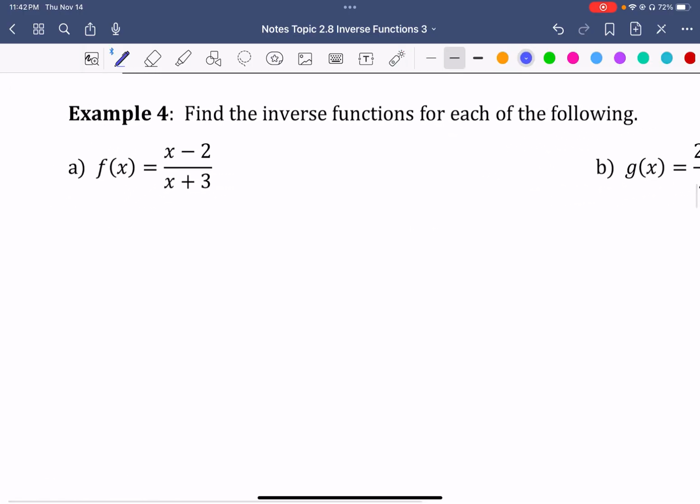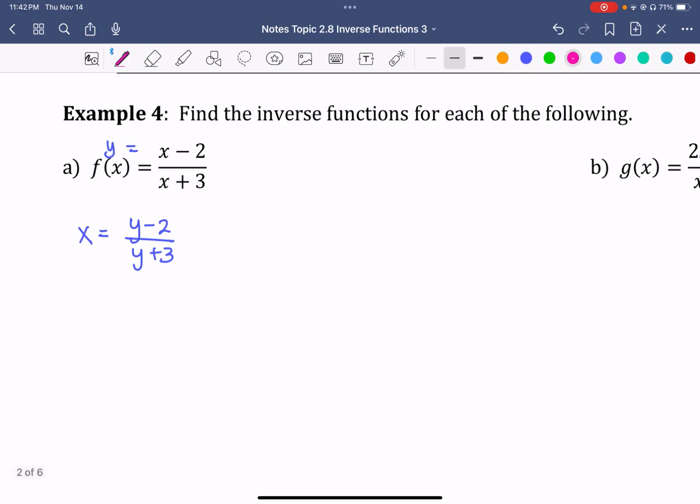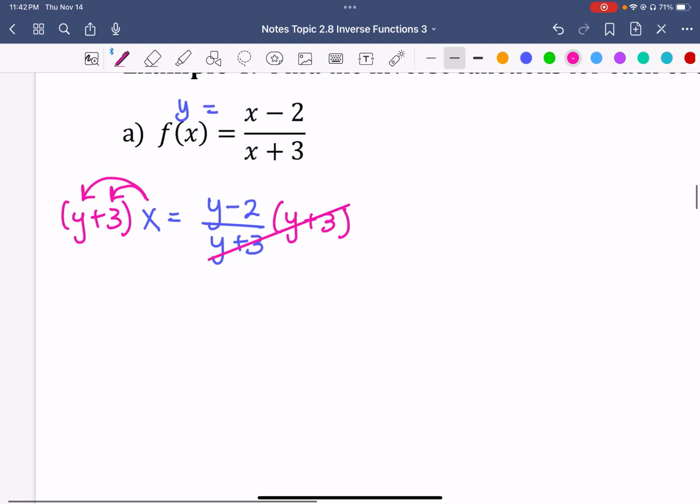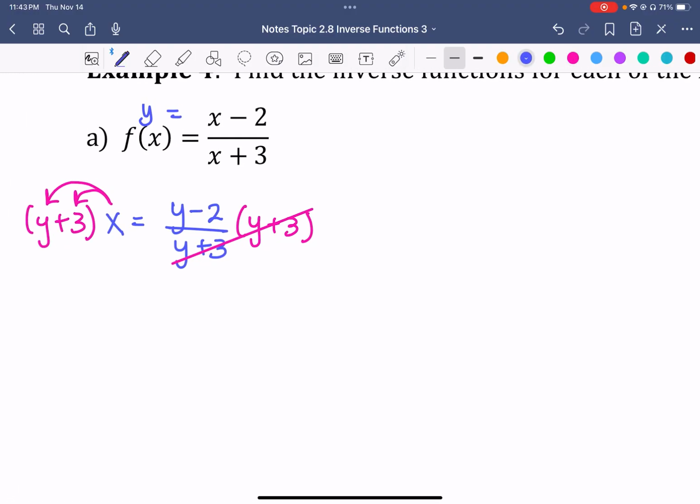So again, I'm going to start by putting y equals here, and then we're going to be switching the x and the y values. So I'm going to write x equals y minus 2 divided by y plus 3. The first thing you want to do is multiply the denominator on both sides so that you can get rid of the fraction. So then these would cancel out. In this same step, you're going to distribute that x into that binomial. So we have xy plus 3x is equal to y minus 2.